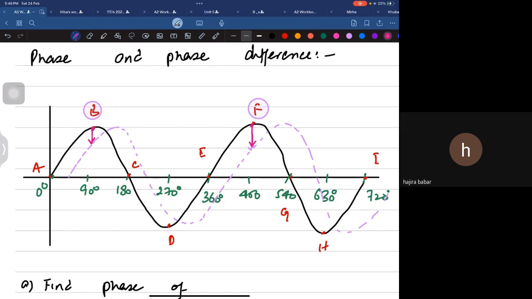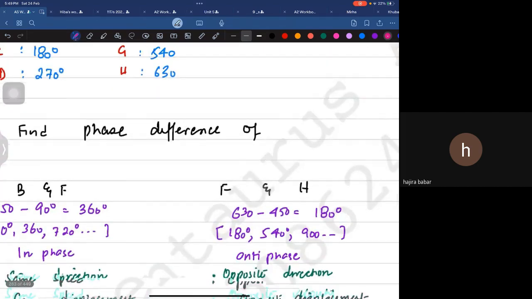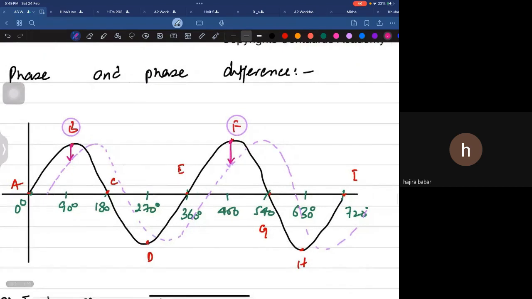Now, kids, look at F and H. When F is going to go down, H is going to go up. Look at the dotted line where it is. You see F and H both have opposite displacements, where displacement is a vector quantity. They have the opposite velocity and they have the opposite direction of travel as well. So these are anti-phase to each other. Get it?